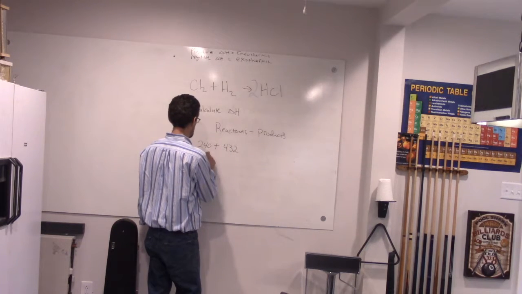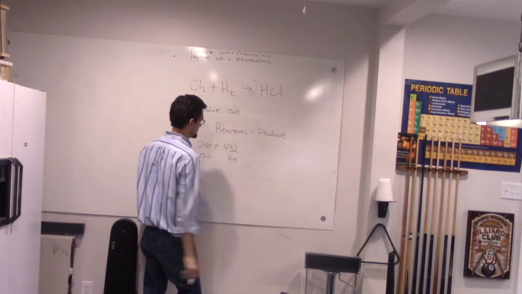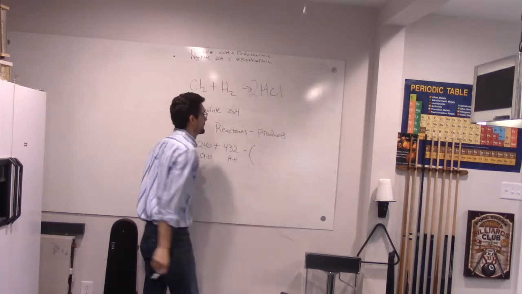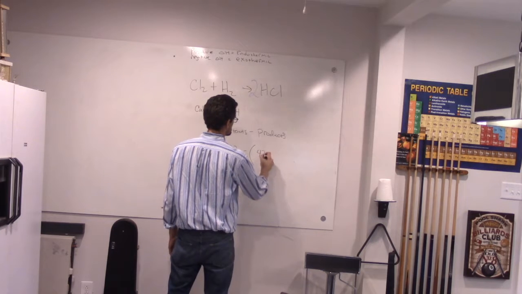Alright, so this is Cl, Cl. This is H, H. Right? Minus all the products now. Well, there's only one product, HCl, which is 428, times 2.